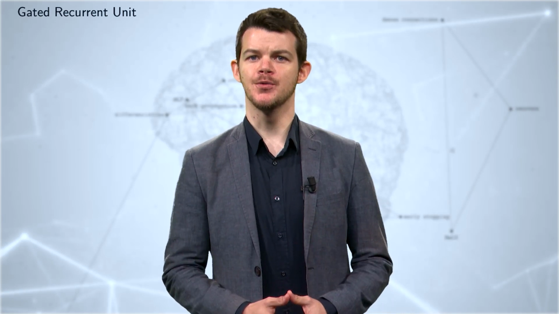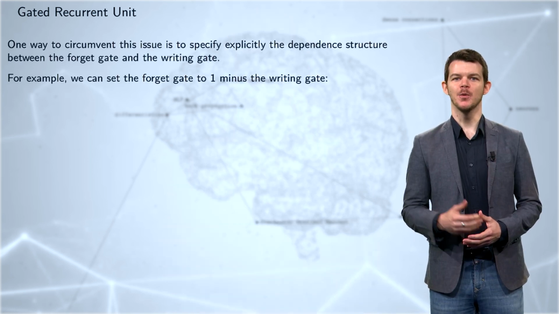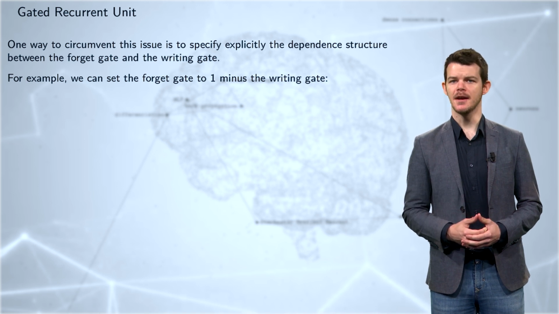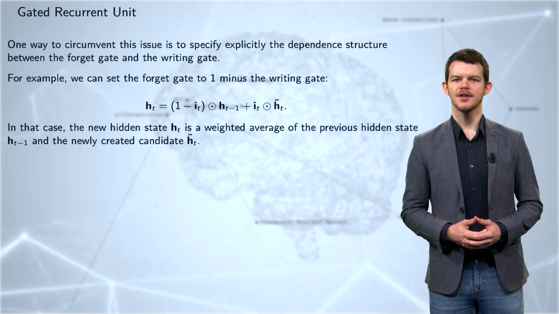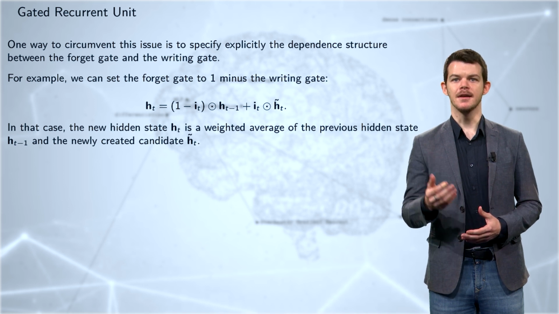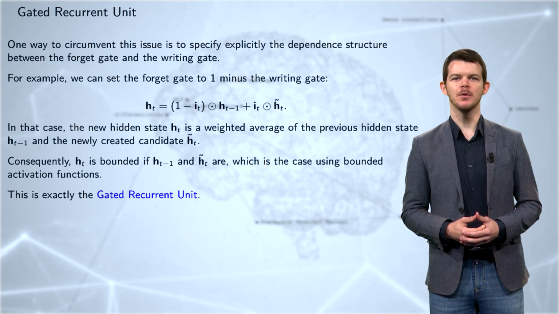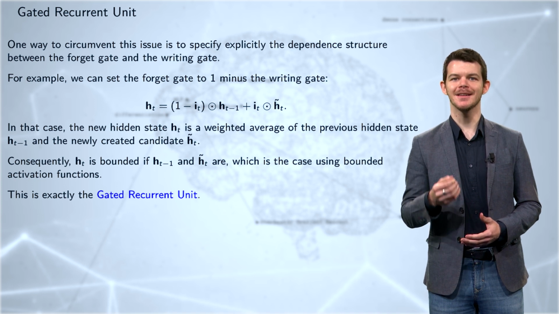Gated recurrent unit, GRU, is the first solution to the problem of exploding hidden state we have seen. It consists in specifying a relation between the forget gate and the writing gate. By letting the forget gate be equal to 1 minus the writing gate, we obtain the following equation. Now, HT is a weighted sum of the previous hidden state and the candidate hidden state. Since they are all bounded between -1 and 1, since they result from the application of the hyperbolic tangent, the new hidden state is also bounded and cannot explode anymore.